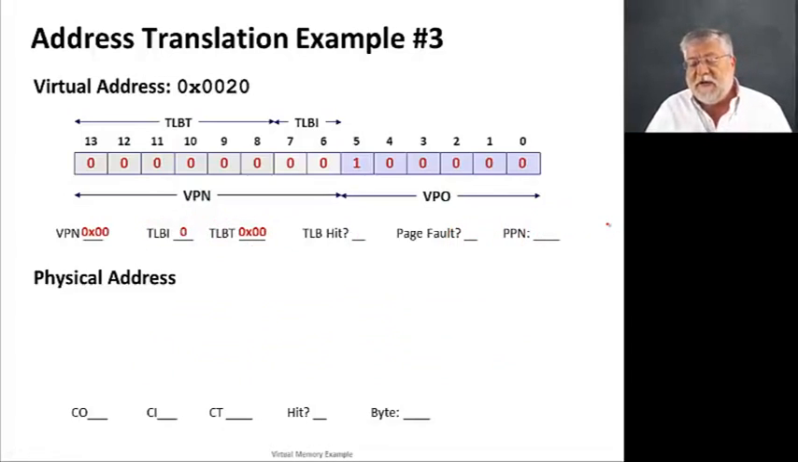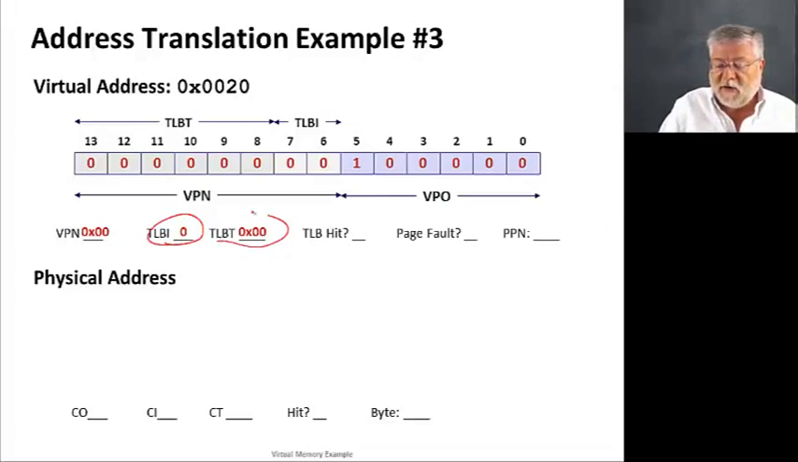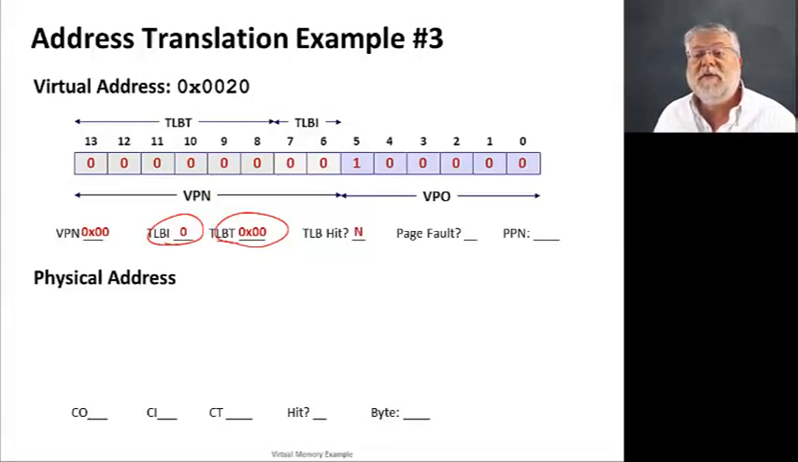Let's take a look at a third example, this time the address 0020 hex. And again here we're looking at a TLB index of 0 and a TLB tag of 00. If we go look in the TLB, we'll see that this is also a TLB miss. The valid bit is set to 0 for this particular entry. But unlike the previous example, we have the page table to go look things up in.